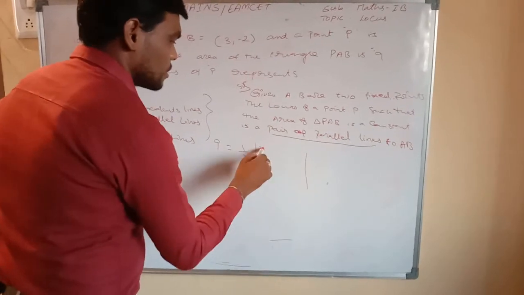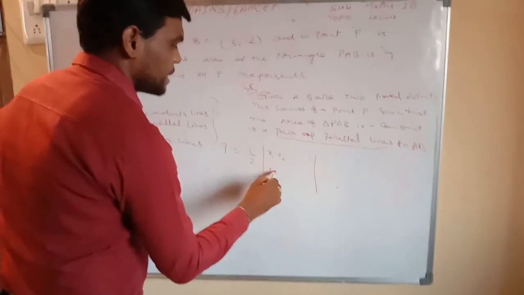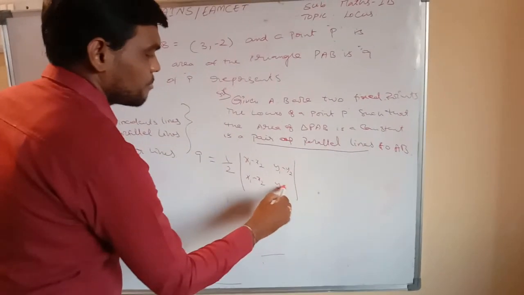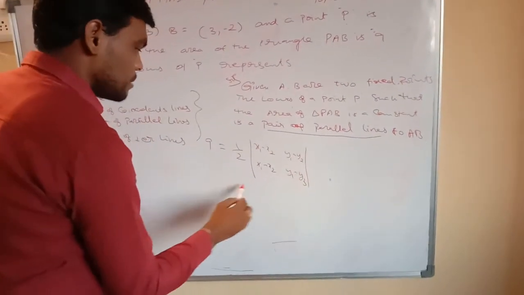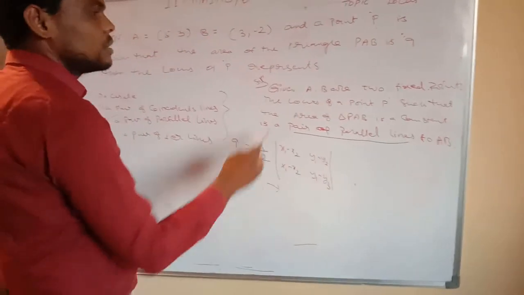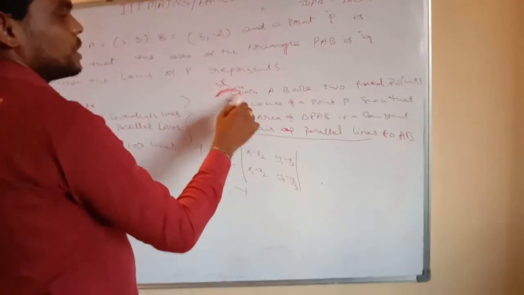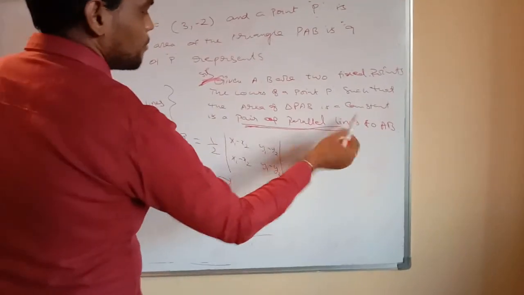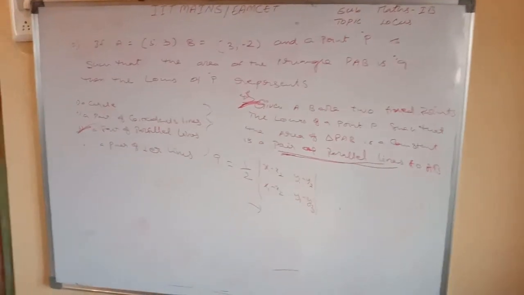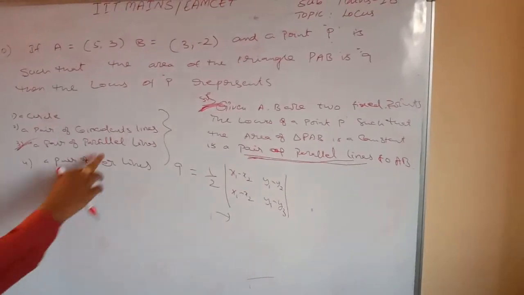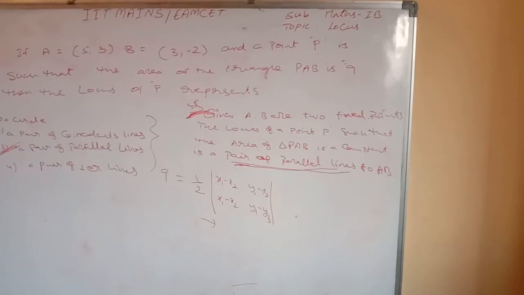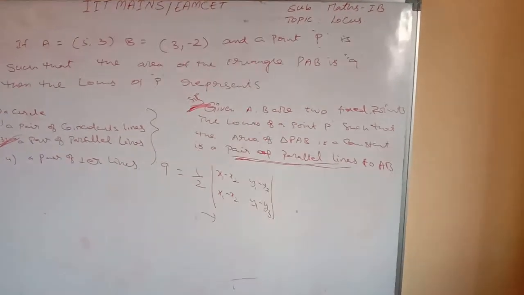The area of the triangle PAB is 9, using the determinant with x1 minus x2, x1 minus x3, and y1 minus y2, y1 minus y3. But this is a long process. So now we observe the property. This is a pair of parallel lines. Now the answer is the third one.